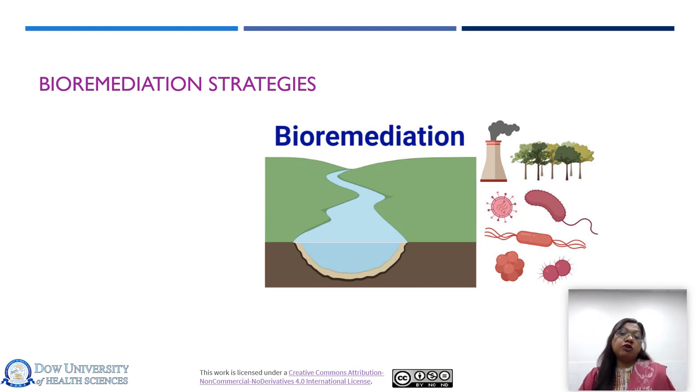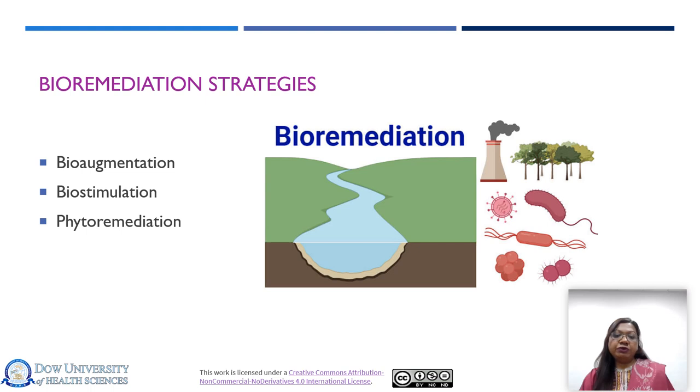Now we will discuss how biological processes can be used to remove or degrade environmental pollutants, as well as the different strategies that can be applied depending on the specific type of pollutant and environmental conditions. The strategies are bioaugmentation, biostimulation, phytoremediation, mycoremediation, and bioreactor system.